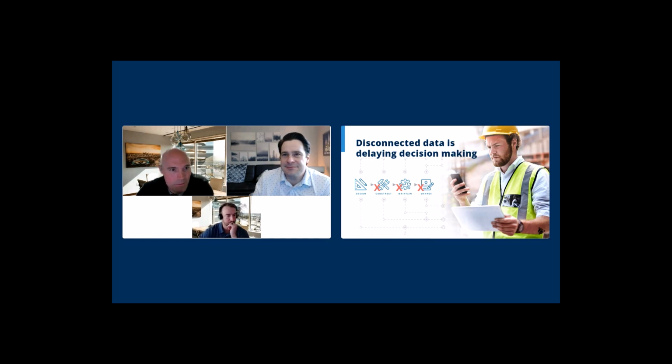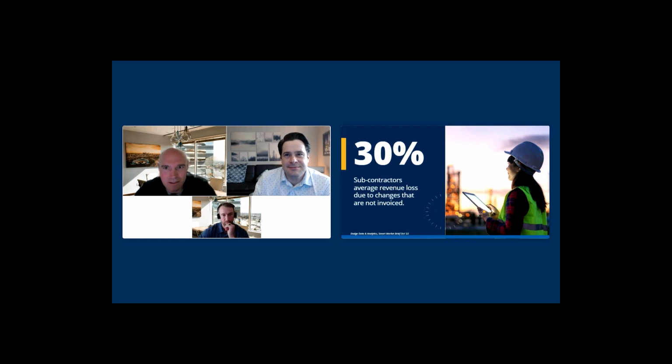And this was a pretty interesting statistic from Dodge Data. Some contractors are averaging about a 30% revenue loss just due to changes that are not invoiced. So when you think about that, that's pretty staggering. And really at the lowest level, small changes can really add up, whether it's good or bad. So keeping track of those and staying on top of that type of information is really going to swing the project one direction or the other.